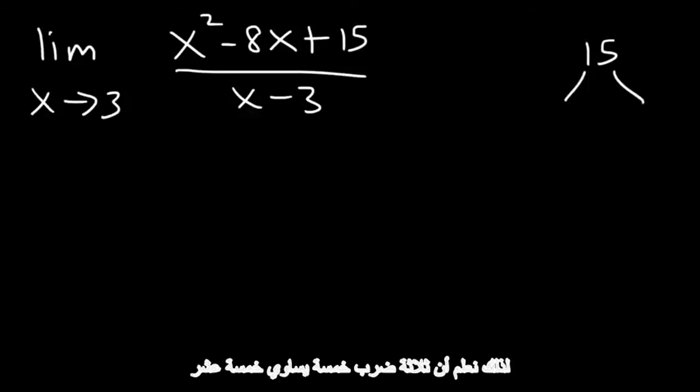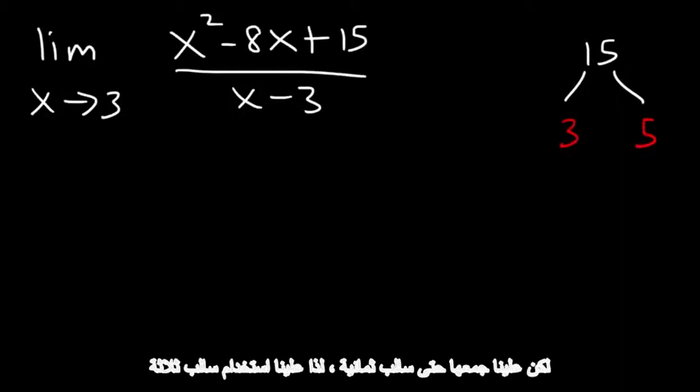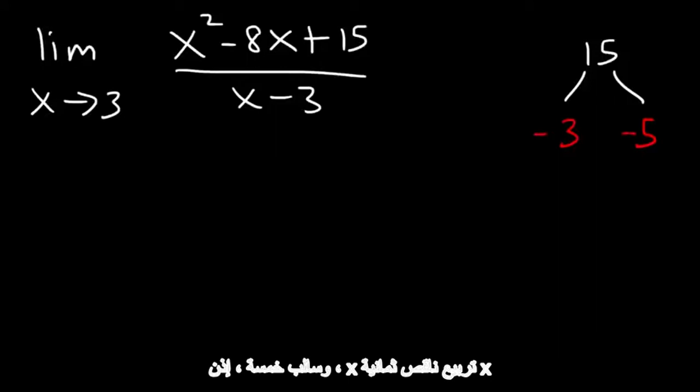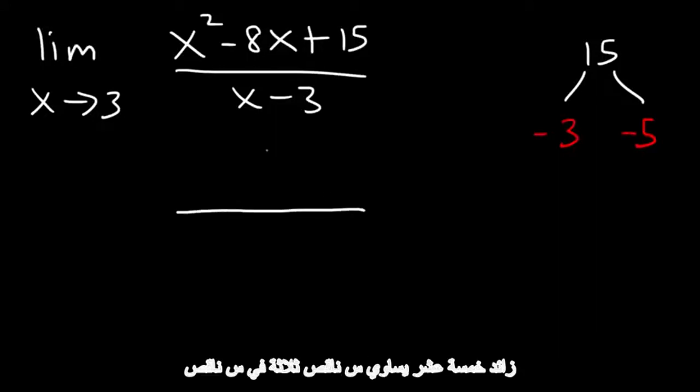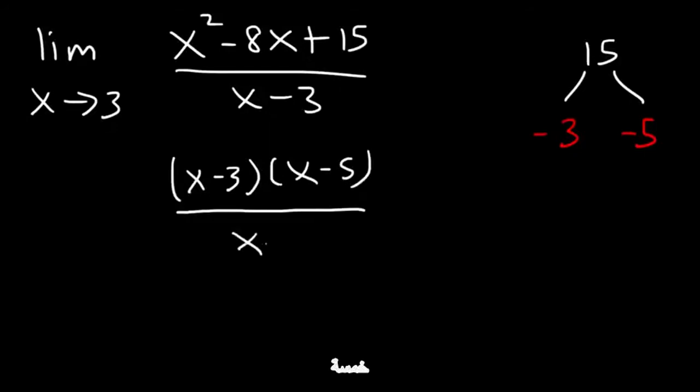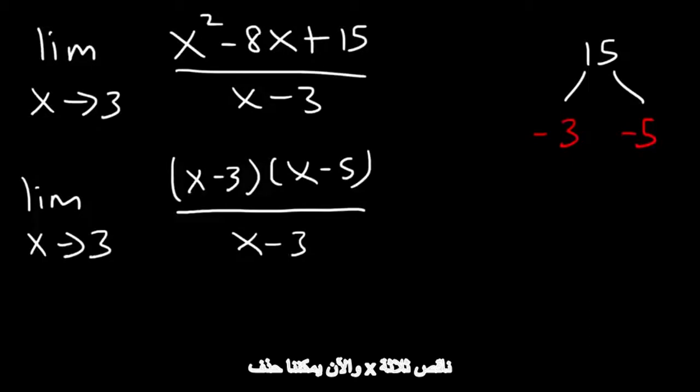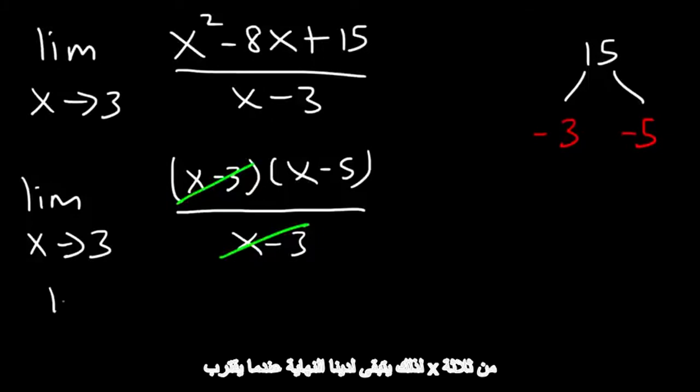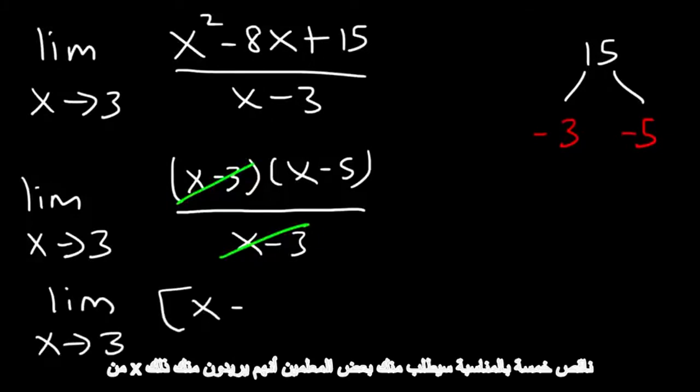So we know that 3 times 5 is 15, but we need it to add up to negative 8. So we need to use negative 3 and negative 5. Therefore, x squared minus 8x plus 15 is equal to x minus 3 times x minus 5. And now we can cancel x minus 3. So we're left with the limit as x approaches 3 of x minus 5.